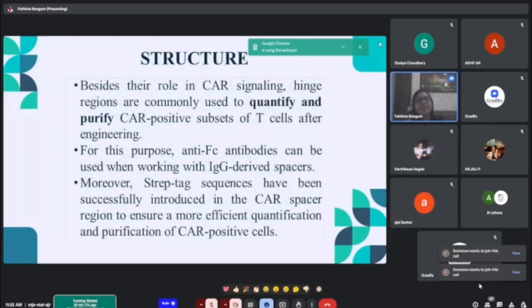And the hinge also has the ability to purify and quantify the CAR-positive cells. There are so many things there. With spacer regions, more efficient quantification and purification of the cells are possible. So many advantages are there.